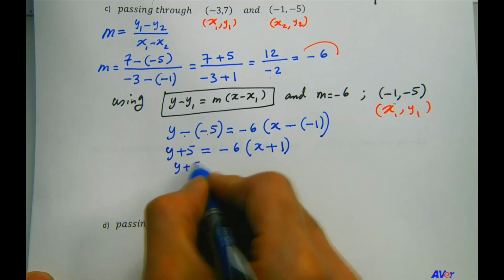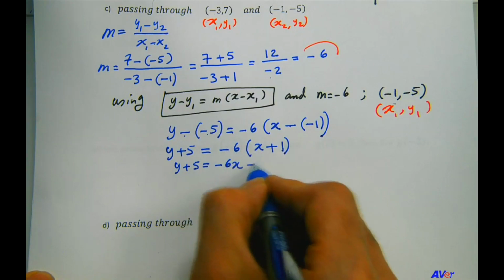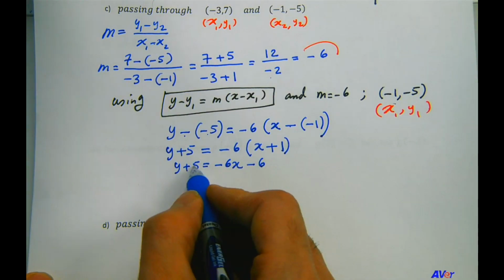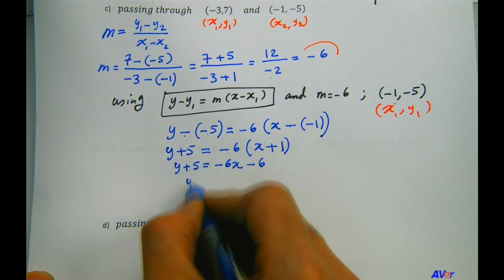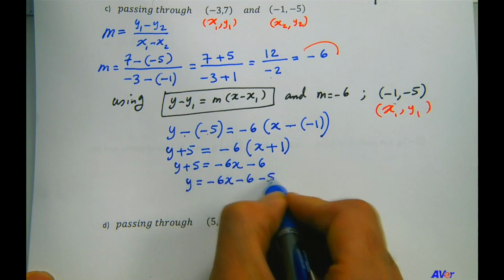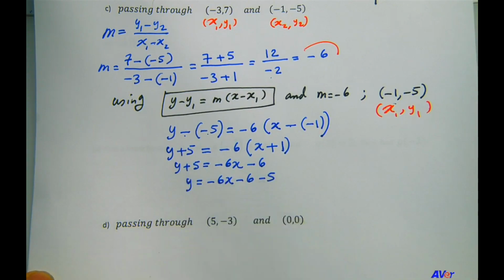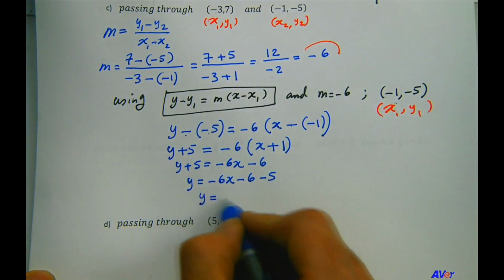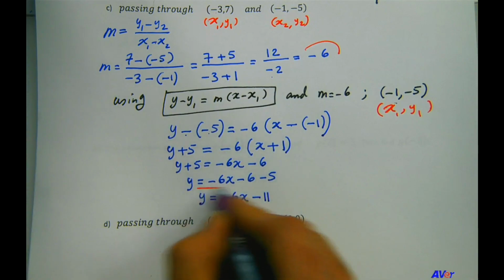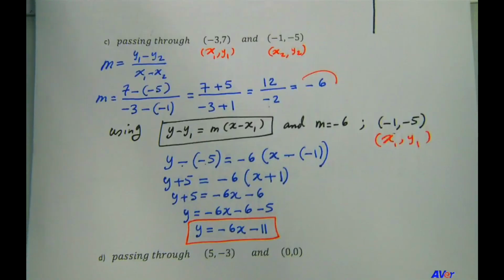We have y plus 5 equals -6x. -6 times 1 is -6. Now let's move this 5 to the other side. It's positive on this side. When I move it, it's going to be negative. So y equals -6x minus 6 minus 5, right? We moved the +5 to the other side of the equality, and it changed the algebraic sign. So y equals -6x minus 11. There's the equation of the line that passes through those 2 points.